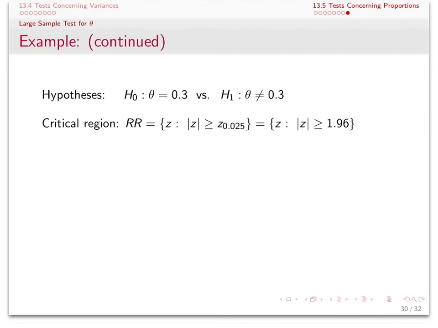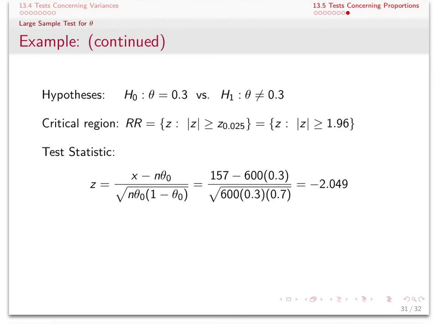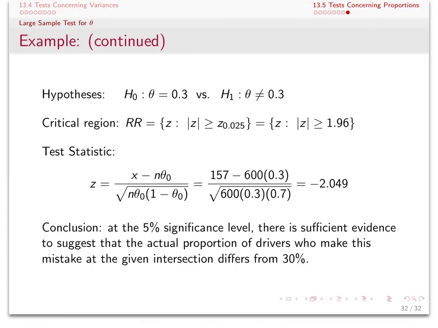We do 157 minus 600 times 0.3. Remember, 600 times 0.3 is going to give us what we would have expected for the number of cars to make the wrong turn given our assumption of the null hypothesis that 30% do so. And then we'll divide by our estimate for standard error, and we get a test statistic of negative 2.049. We can see that does lie in the rejection region because its absolute value is greater than 1.96. So that tells us that at the 5% significance level, there is sufficient evidence to suggest that the actual proportion of drivers who make this mistake at a given intersection differs from 30%.